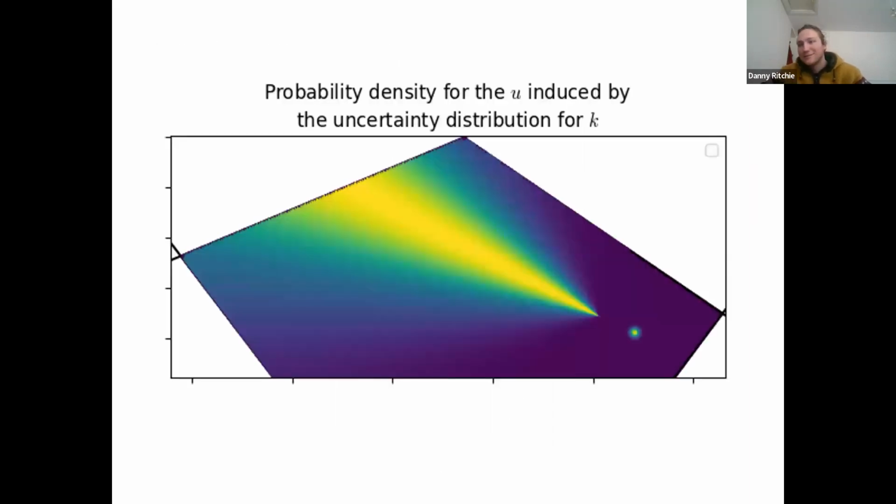Oh, pretty picture. This is the multivariate normal distribution for where we think the average composition of known phases is, and then this is the corresponding distribution induced, which gives the probability density for the unknown phase being at any particular point.